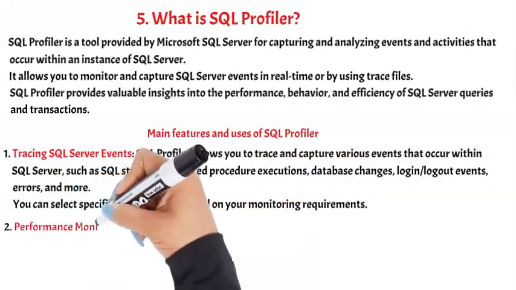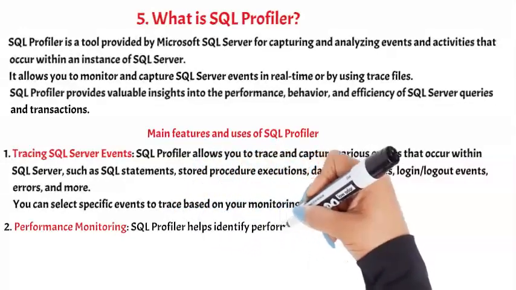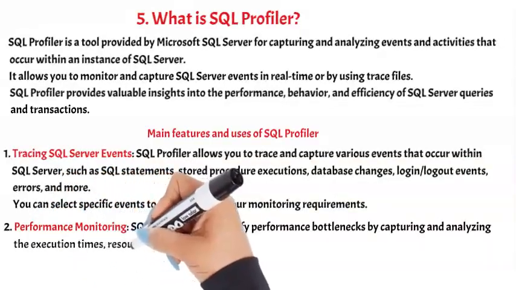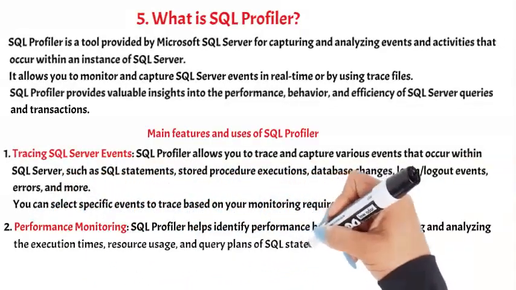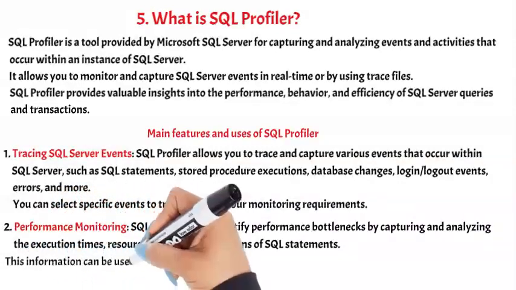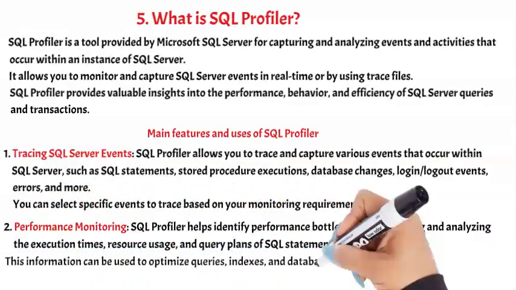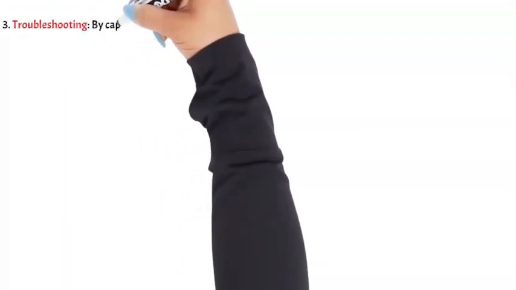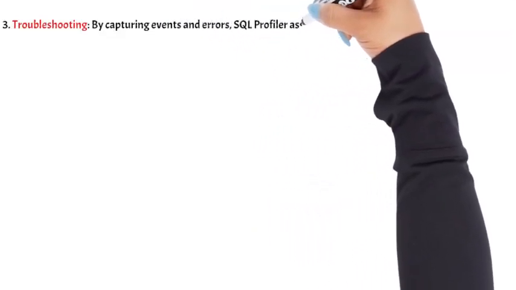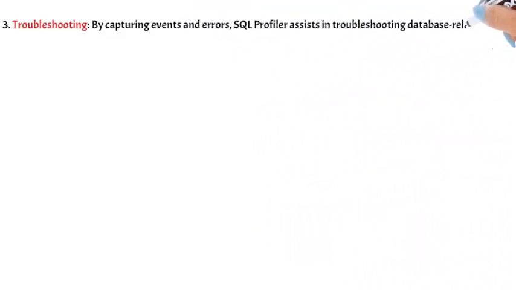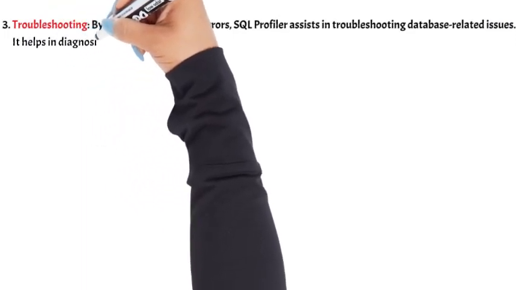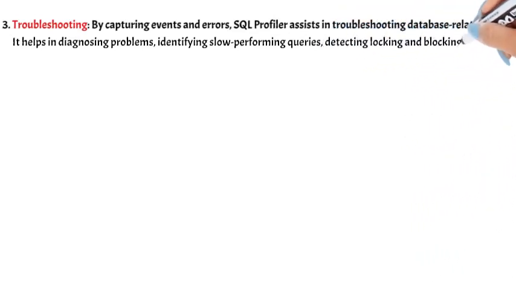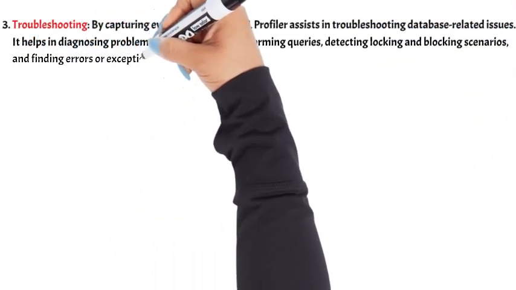2. Performance monitoring. SQL Profiler helps identify performance bottlenecks by capturing and analyzing the execution times, resource usage, and query plans of SQL statements. This information can be used to optimize queries, indexes, and database design to improve overall performance. 3. Troubleshooting. By capturing events and errors, SQL Profiler assists in troubleshooting database-related issues.